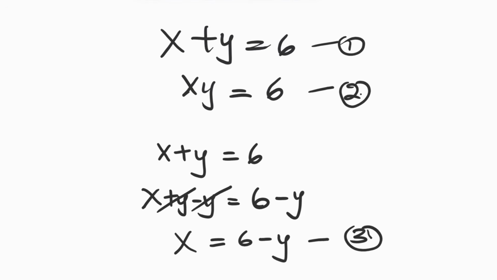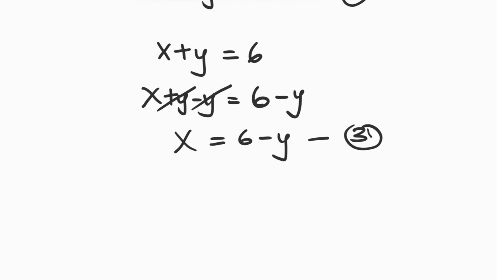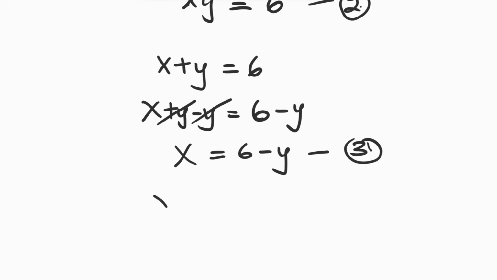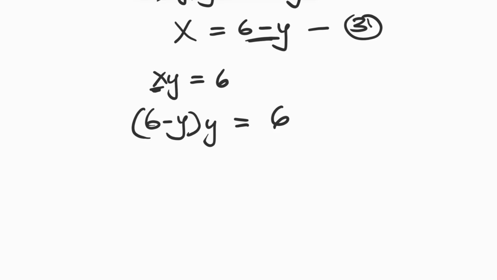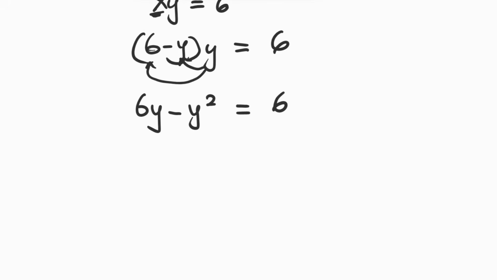Now, what else? We know that xy is equal to 6. So let us plug in the value of x here. We know that our x is 6 minus y. So we have 6 minus y times y equals 6. Let us expand the bracket. So y multiplies 6 and y also multiplies minus y. So we have 6y minus y squared equals 6.